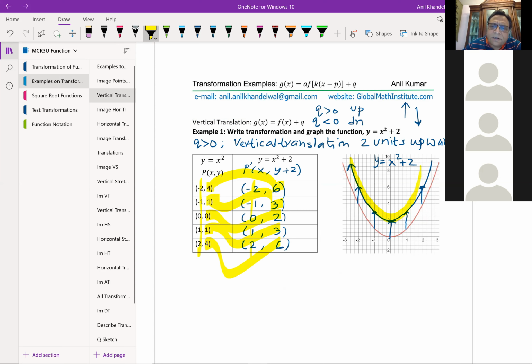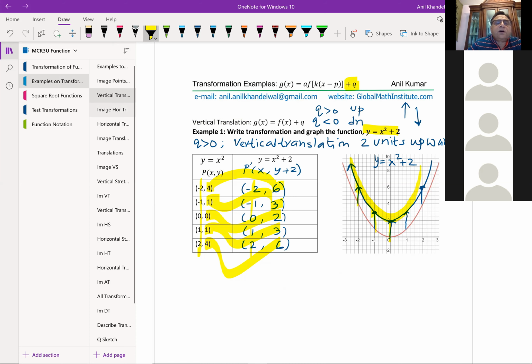Well, that is not necessary. As you know, from the graph also you could have pointed each point up by 2 and then connected them as shown here. So that is how you'll get the transformed function y equals x squared plus 2. Is that clear? Yes, sir. Perfect. So we have seen how this parameter q works.